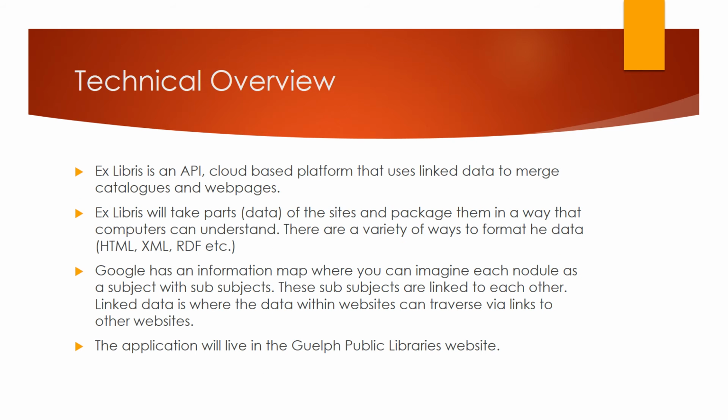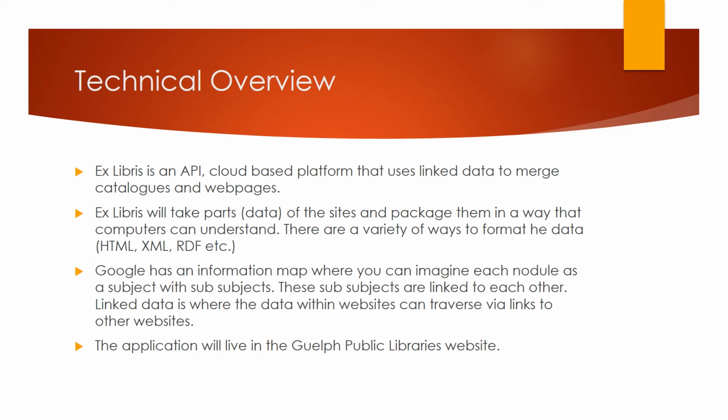So, technical overview. In order to bring the linked open data application to the library, we need to use Xlibris. Xlibris is an API cloud-based platform that uses linked data to merge catalogs and web pages. Basically, in simple terms, you and I can look at a web page and we know what a link is. We know where it's going to take us. But computers can only see the link. They don't see the connection it has to other web pages. Xlibris will take parts, so that's data, of the website and package them in a way that computers can understand.